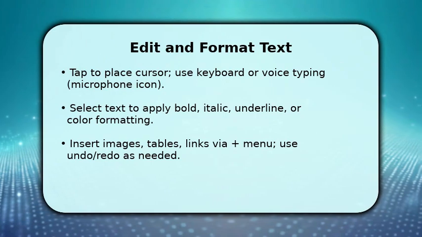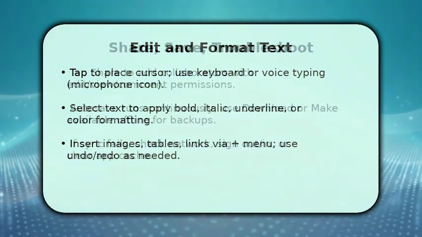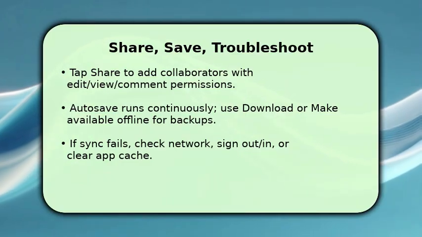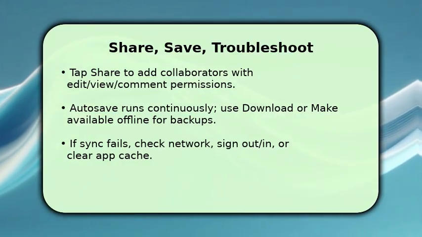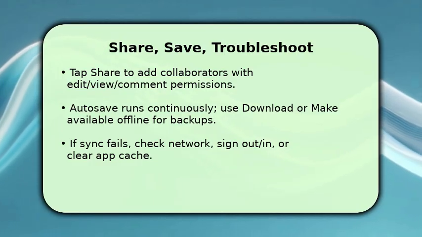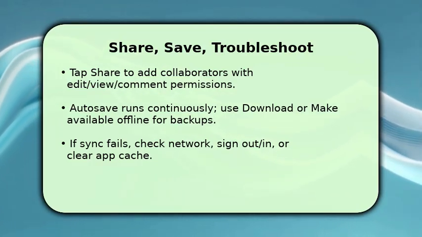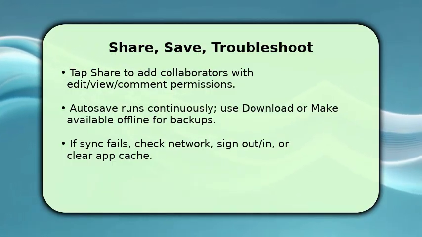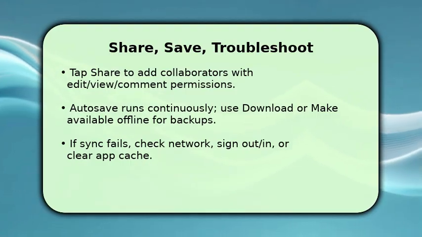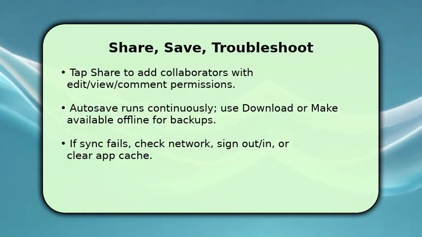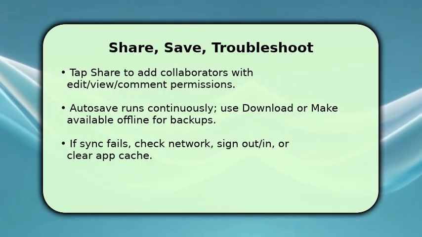Finish by sharing and ensuring your work is saved. Tap Share, enter emails, and set edit, comment, or view permissions so collaborators can jump in. Google Docs autosaves constantly. To keep an offline copy, choose Make Available Offline or download a copy. If changes don't appear on another device, check your network, toggle sync in app settings, or sign out and back in. As a troubleshooting tip, clear the app cache or reinstall if documents won't open. This resolves.